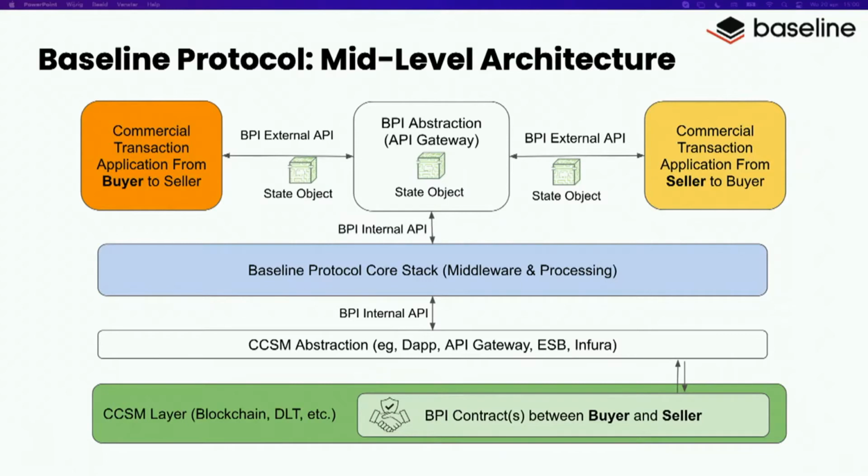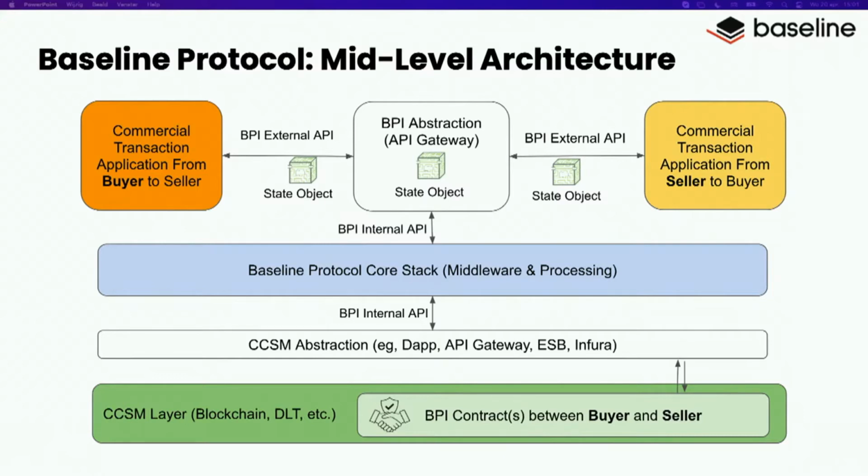I saw the buyer, the seller, the BPI. On the left, we have, let's say, a commercial transaction application from buyer to seller. And sometimes you could think of this in a concrete implementation as a baseline proxy and a connector, with some legacy system off over there.